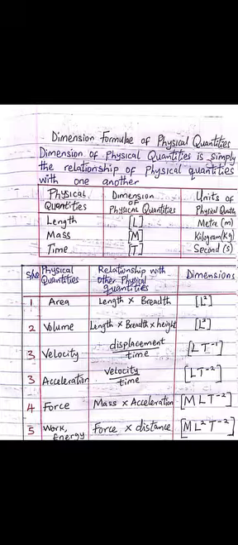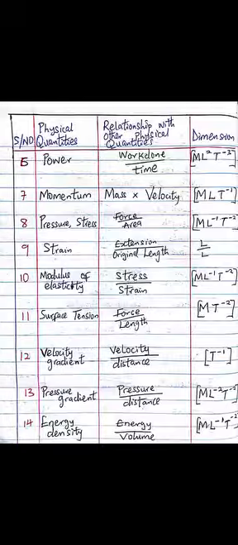You can go through this from number 1 to 5, that is from area to volume, velocity, acceleration, force, work, and energy. They have the same dimension, which means they have the same units. Then the sixth one is power, which is work done over time. With this, when you start from number 1 to 14, you find out that to derive the dimension of physical quantities, you need to know the dimension of length, mass, and time.